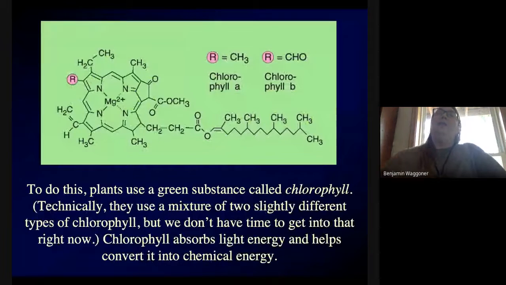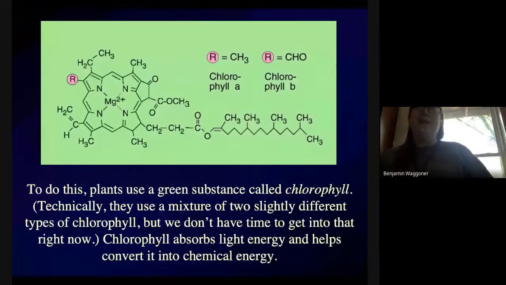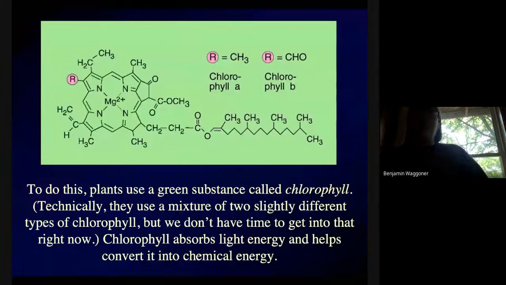And to do this, plants use a green substance. By the gods, don't try to memorize what you see up here. This diagram is the chemical formula of the green substance called chlorophyll. Technically, they actually have 2 different types of chlorophyll called chlorophyll A and chlorophyll B. We're not going to get into it as to why that matters.